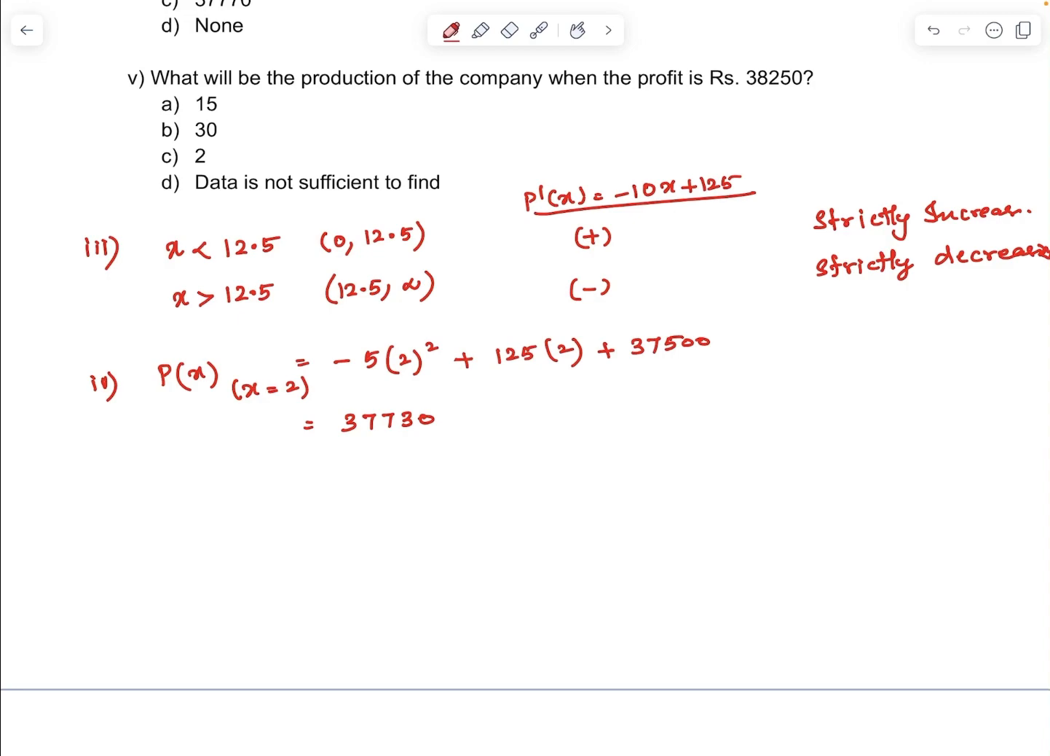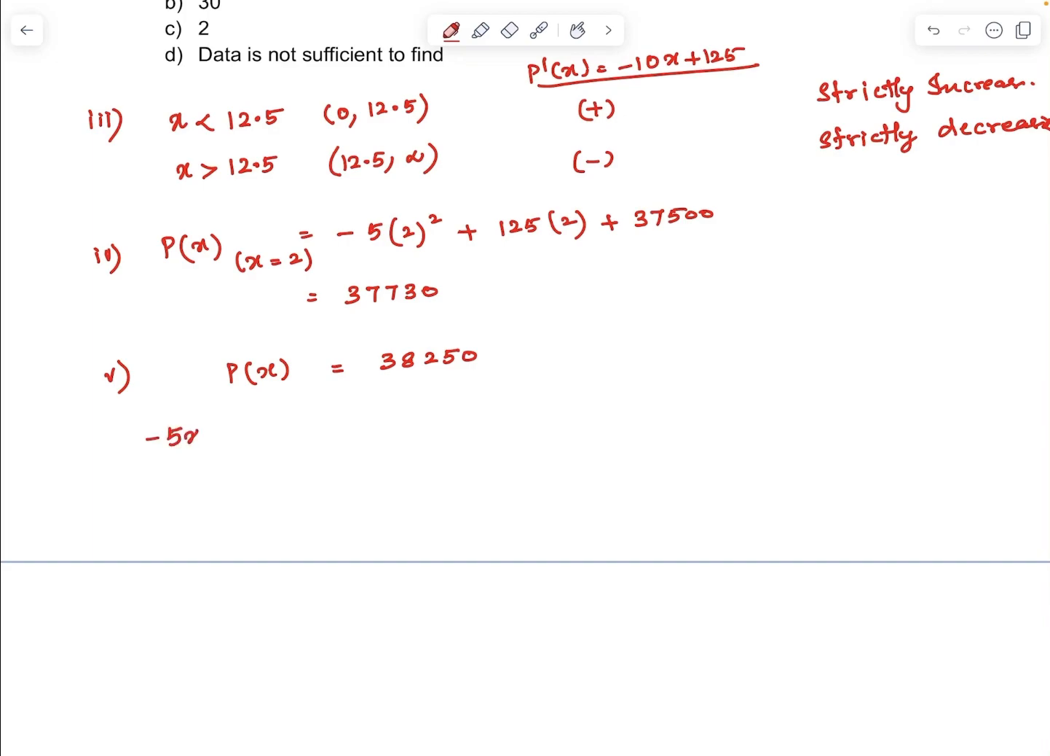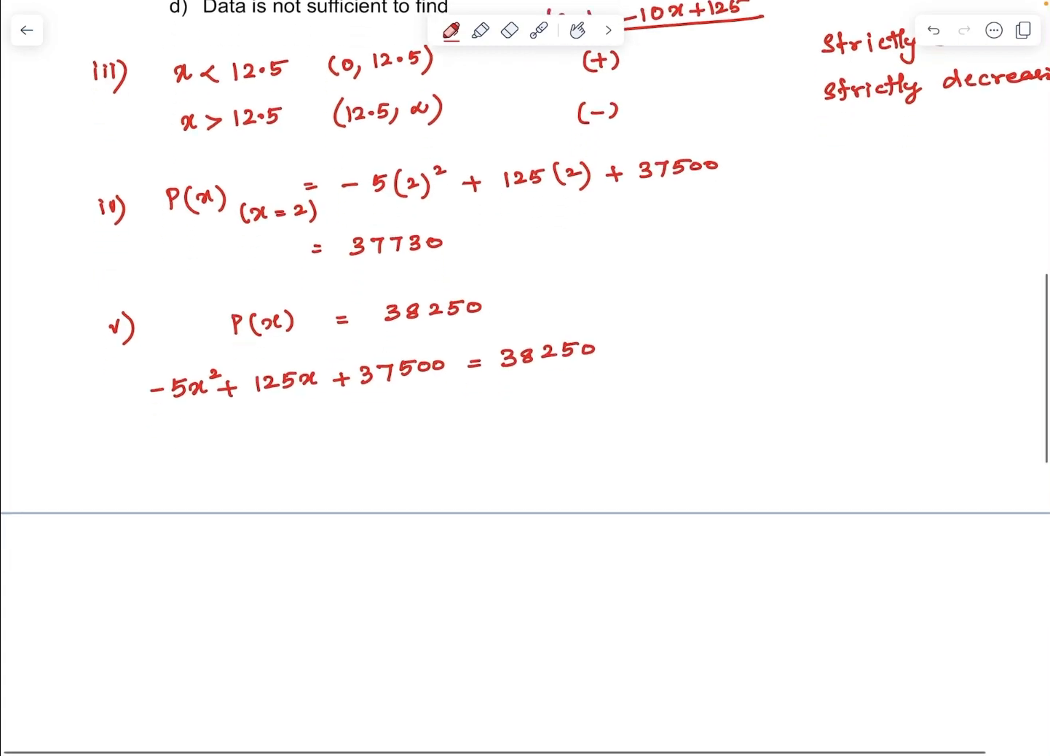Subdivision 5. What will be the production of the company when the profit is 38,250? So this time the profit is given, but x is asked for. That is, P of x is 38,250. Minus 5x square plus 125x plus 37,500 is equal to 38,250.